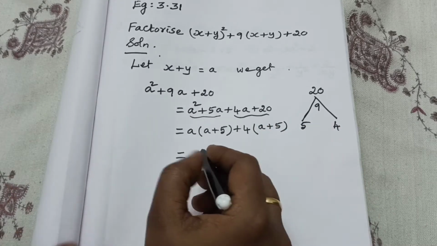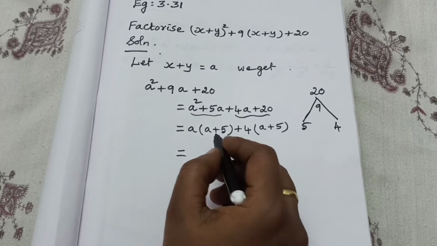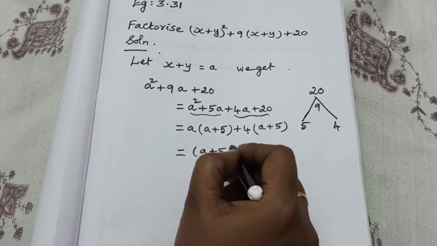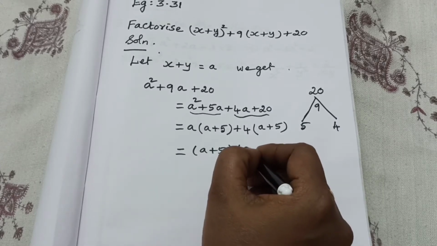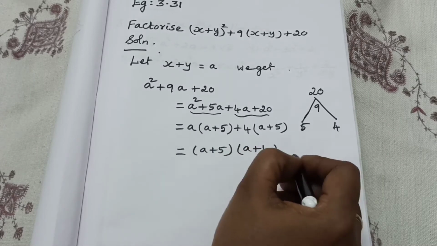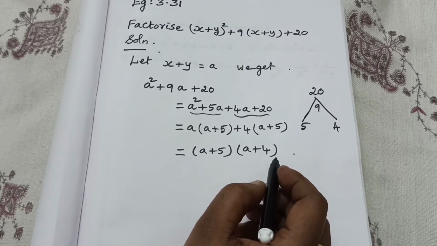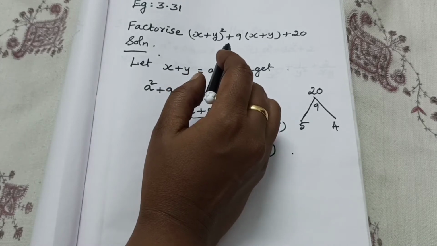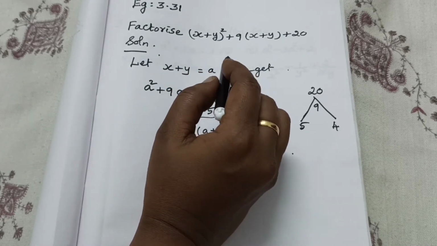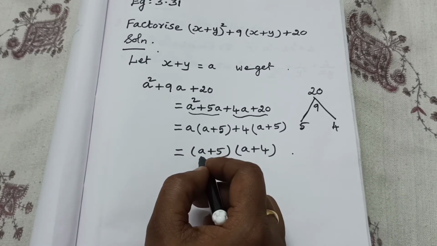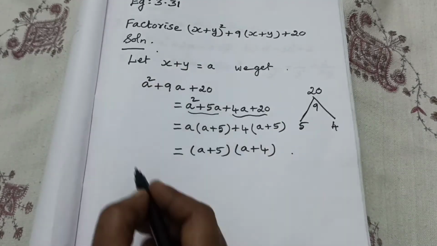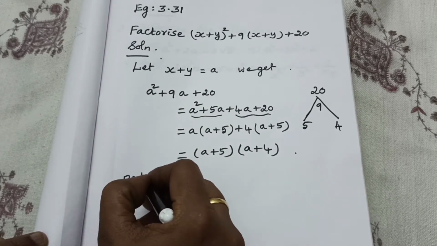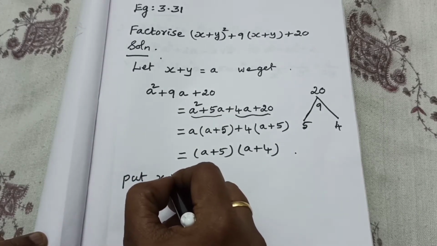Then this is one term, and inside the bracket a plus 5 is common. a plus 5, remaining a plus 4 is the answer. Okay, a plus 4 we got. But what's our question? (x plus y) the whole square. So instead of a, we have to substitute x plus y. Shall we substitute, and then put x plus y.